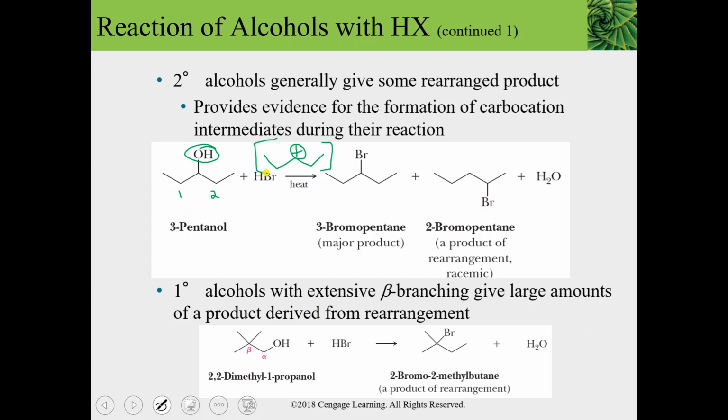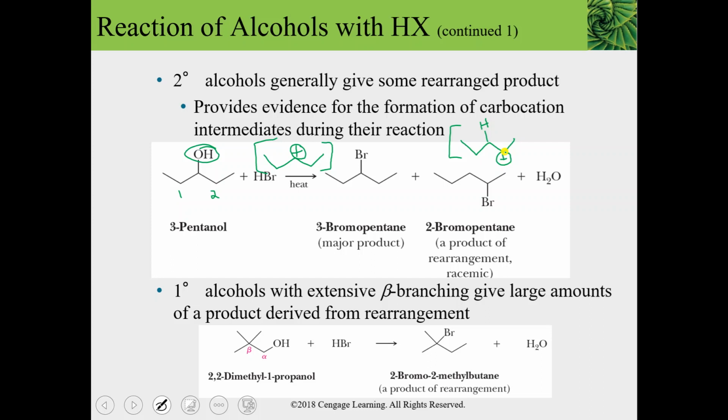Once the bromine comes in, the primary or major product will be where that carbocation was originally formed, but there can be a hydride shift. A hydride shift would mean we'd get this. That's why that bromine can attach to that other carbon. We're still going to get water as a product.